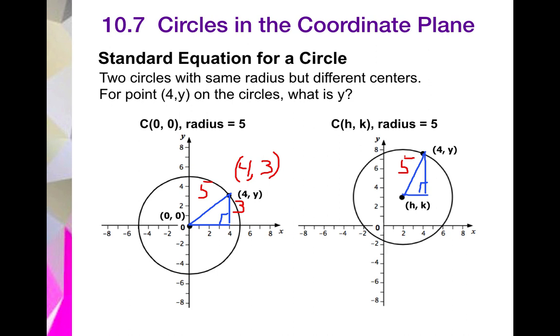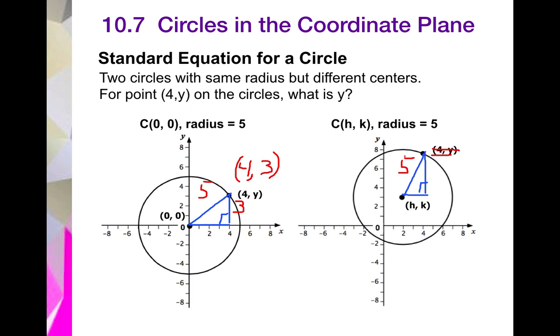So we have the distance from the center all the way up to this point here, but it's no longer 4, y. So we have to take this and x it out. It's no longer 4, y. What is it?